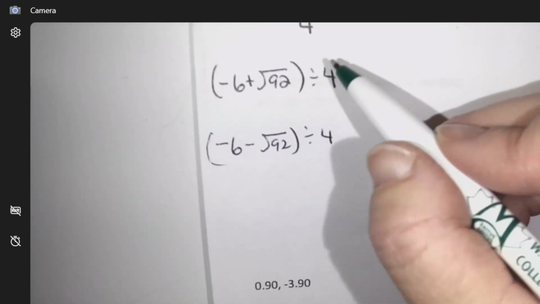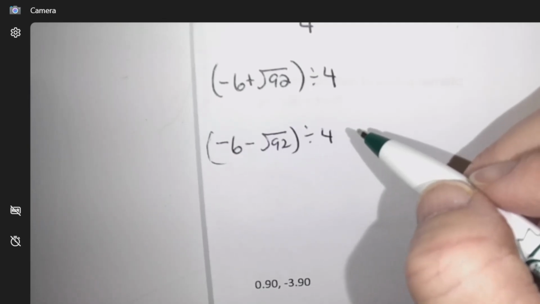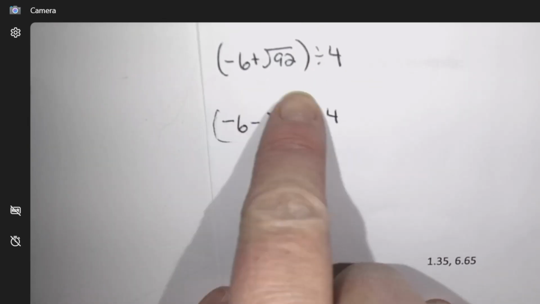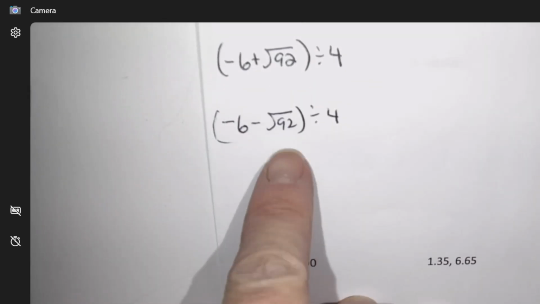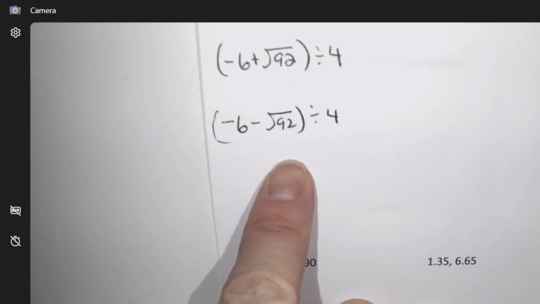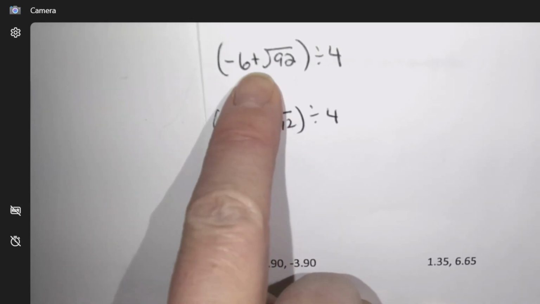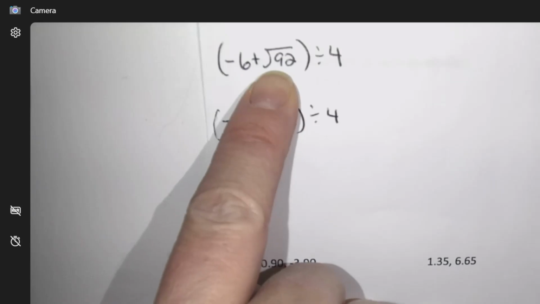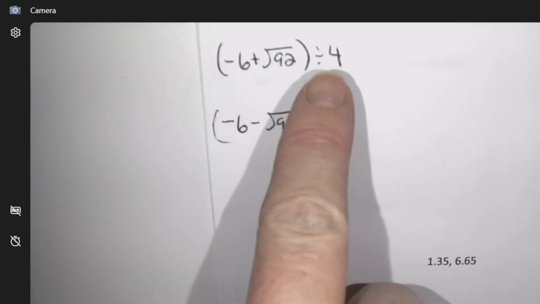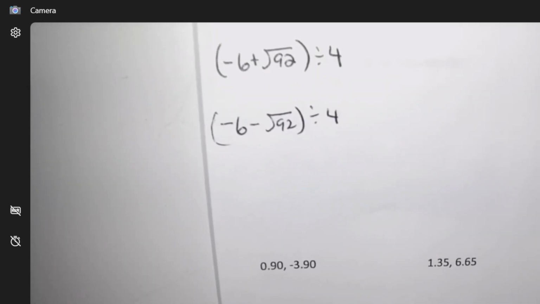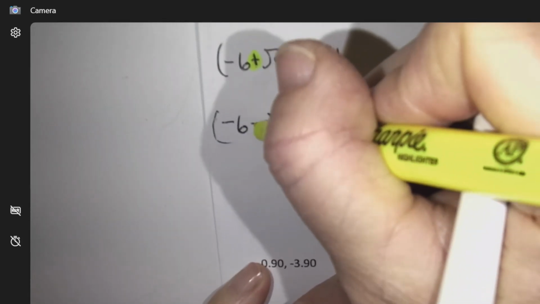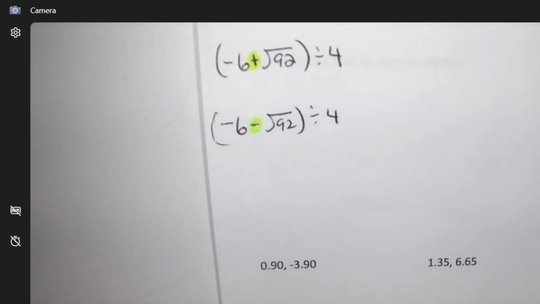Okay, you don't have to write this on your paper. I'm just showing you, this is me in my calculator. This is exactly what my calculator looks like. -6 plus root 92, brackets, right? Divide by 4. Okay, so you have to repeat it twice. Once there was an add and once there was a subtract.